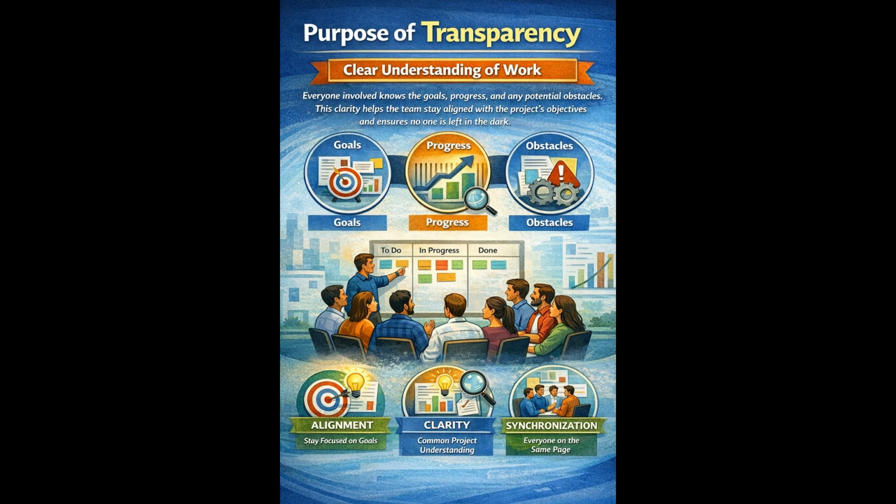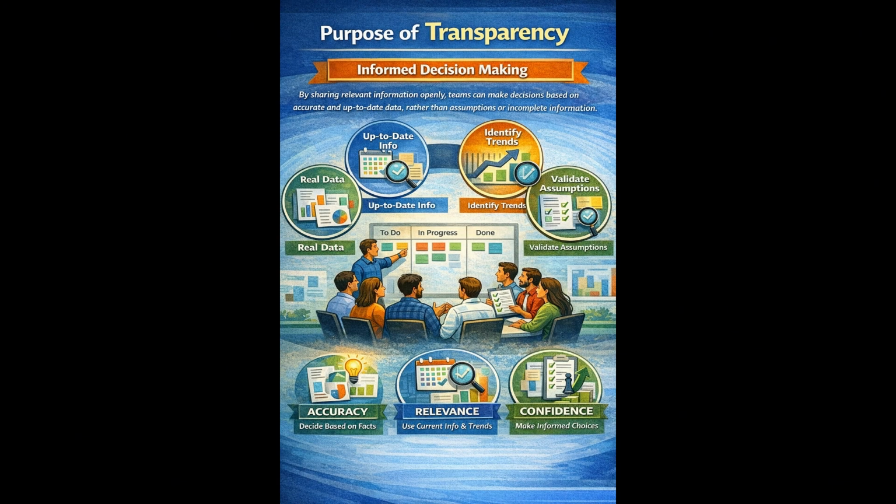Number one, clear understanding of work. Everyone involved knows the goals, progress, and any potential obstacles. This clarity helps the team stay aligned with the project's objectives and ensures no one is left in the dark. Second, informed decision making. By sharing relevant information openly, teams can make decisions based on accurate and up to date data rather than assumptions or incomplete information.